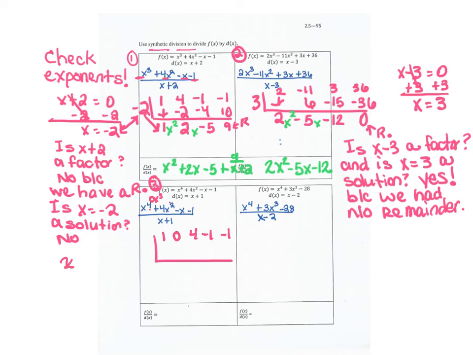And then I take my x plus 1, I set it equal to 0, subtract 1 from both sides, x equals -1, and that's my number I put here. Bring down my 1. -1 times 1 is -1, 0 minus 1 is -1, -1 times -1 is +1, 4 plus 1 is 5, -1 times 5 is -5, -1 plus -5 is -6, -1 times -6 is +6, -1 plus 6 is +5.